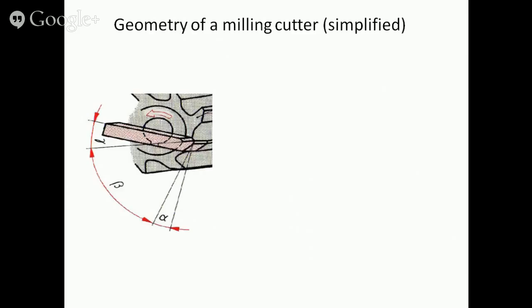The angles are alpha, clearance angle, beta, wedge angle, and gamma, rake angle. Alpha plus beta plus gamma equal 90 degrees.